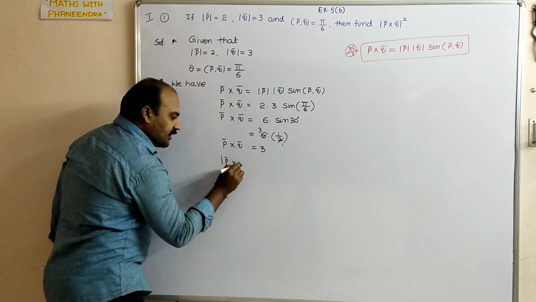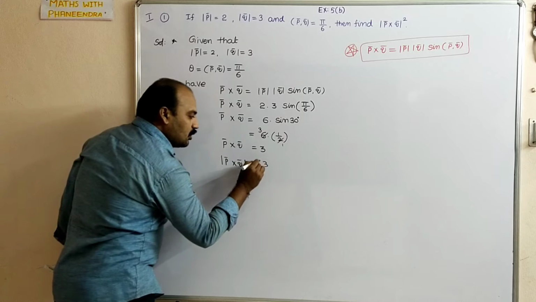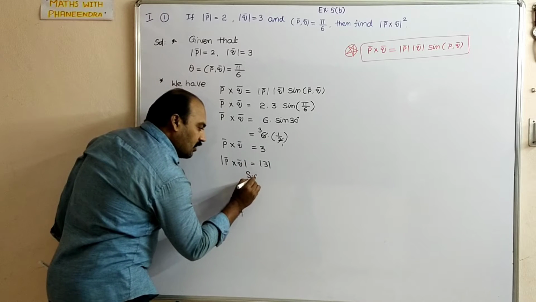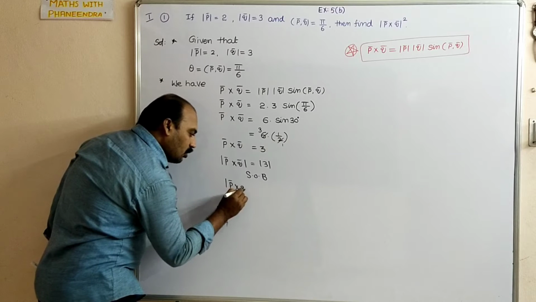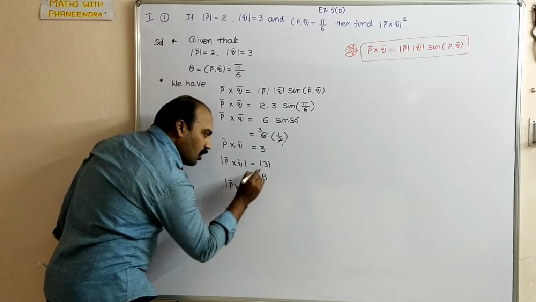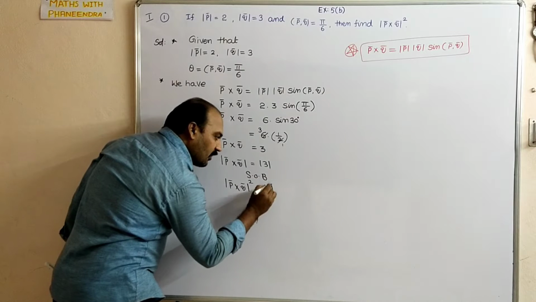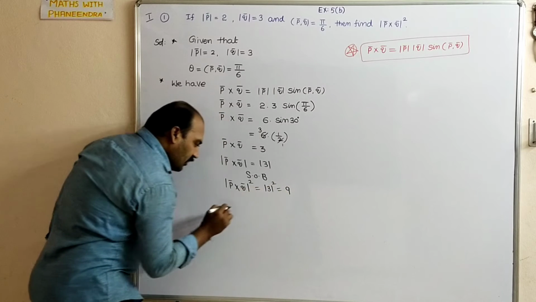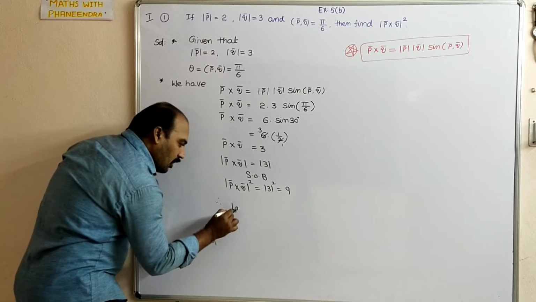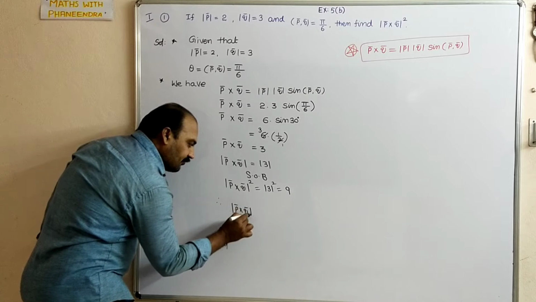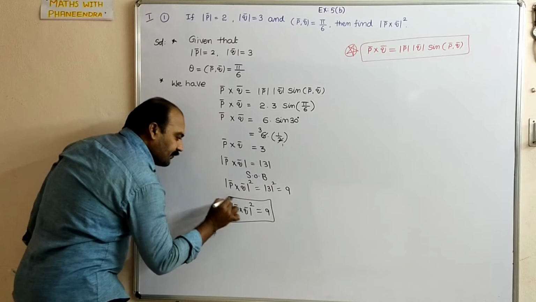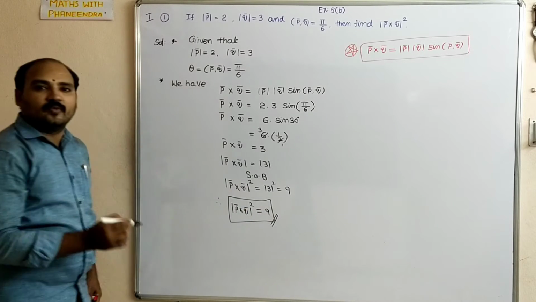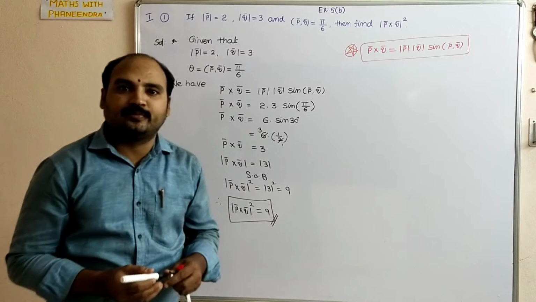Taking mod on both sides, it is equal to 3. Squaring on both sides, so mod p bar cross q bar whole square is equal to mod 3 whole square, which is equal to 9. Therefore, conclusion step, mod p bar cross q bar whole square equal to 9. We will move to the next question now.